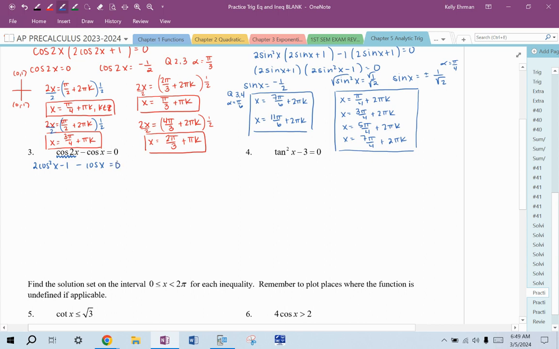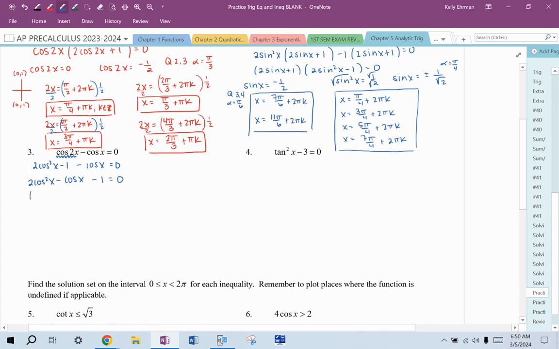But if you check the key that I posted on Schoology, you can see me do it the traditional way, where I just do cosine squared minus sine squared, and then I still make that substitution. I get here in the end anyway. Okay, so I'm going to rearrange this so that it's in a trinomial format to make things easier to factor.